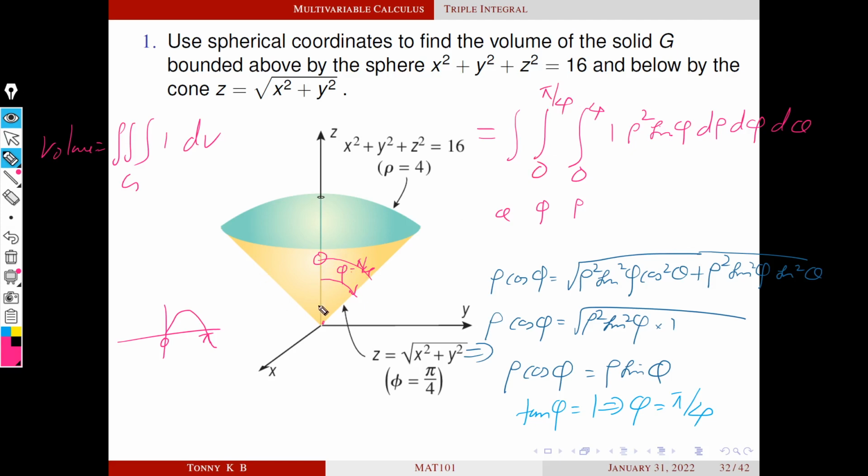So this is 0 to pi by 4. Then to cover this entire region, what about theta? Theta is the angle of the projection of any point on the xy plane from the positive x-axis. This is our theta. So to cover this entire region, theta should vary from this point to this point, that means 0 to 2 pi. So the variation of theta is 0 to 2 pi. So now this is the setup of this triple integral in spherical coordinates. Now you can integrate.